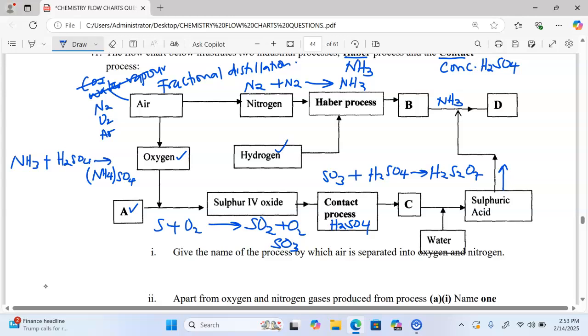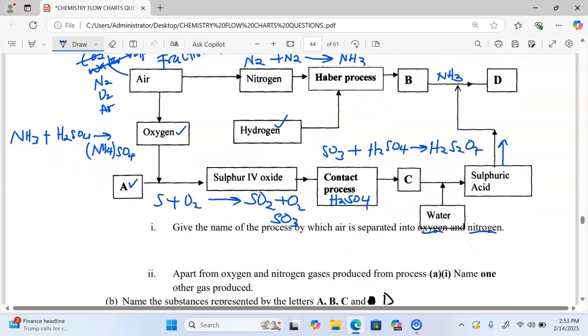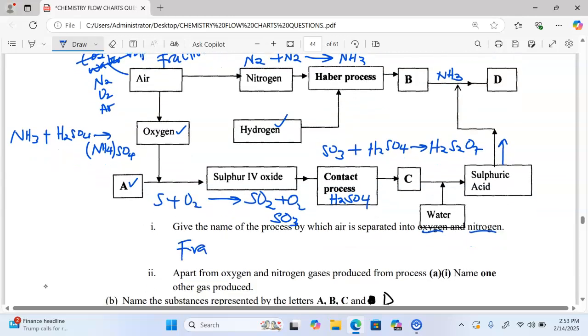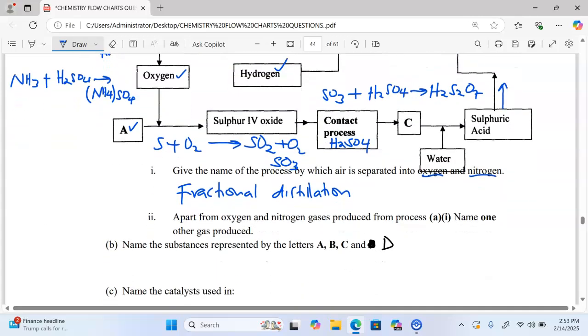Roman 1, give the name of the process by which air is separated into oxygen and nitrogen. The process is fractional distillation. We move down. Apart from oxygen and nitrogen gases produced from the process in A Roman 1 above, name one other gas produced. The other gas produced is argon from the noble gases.